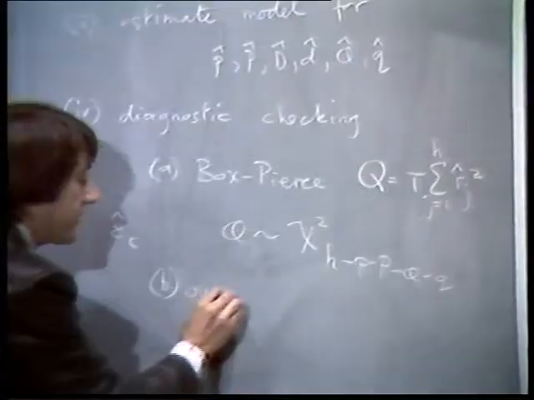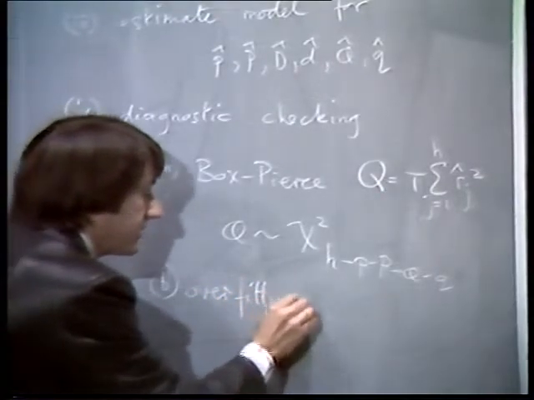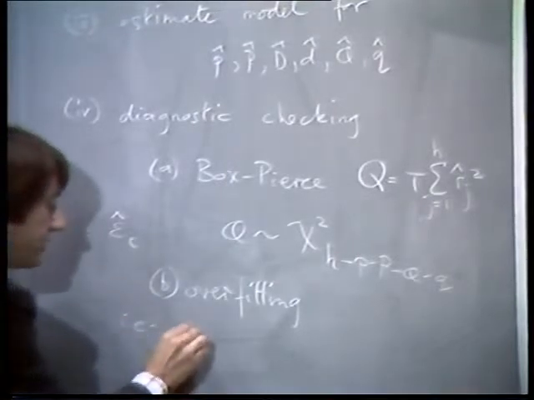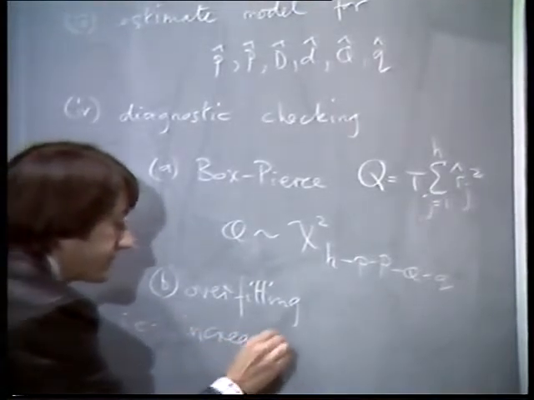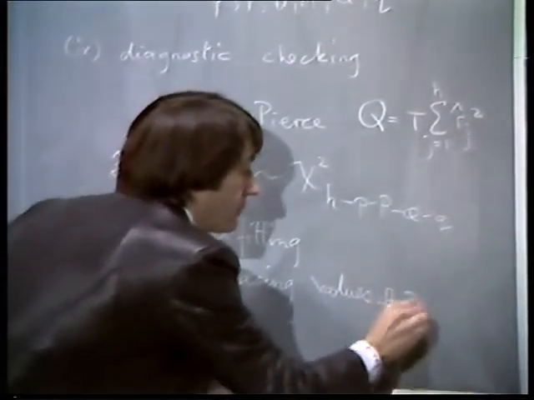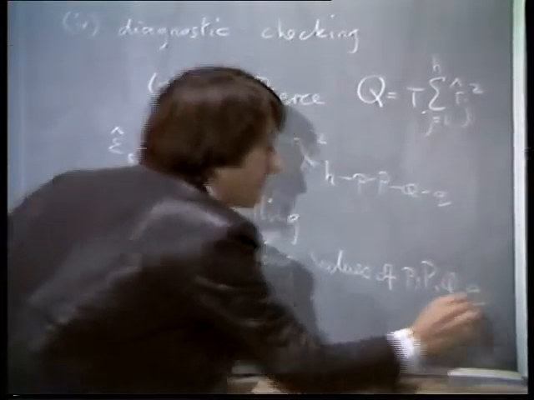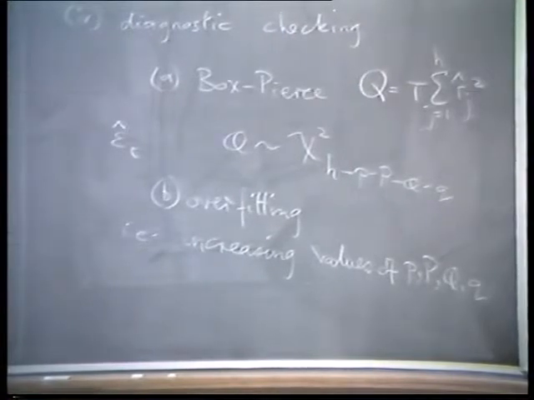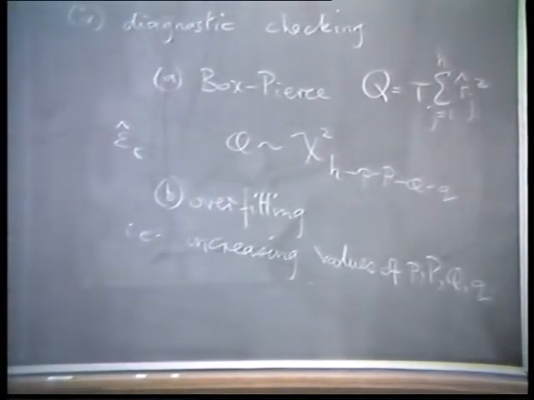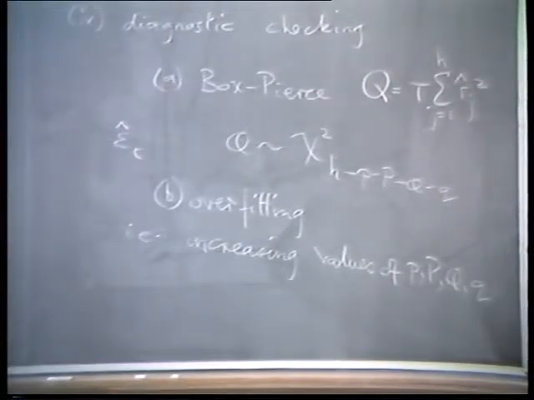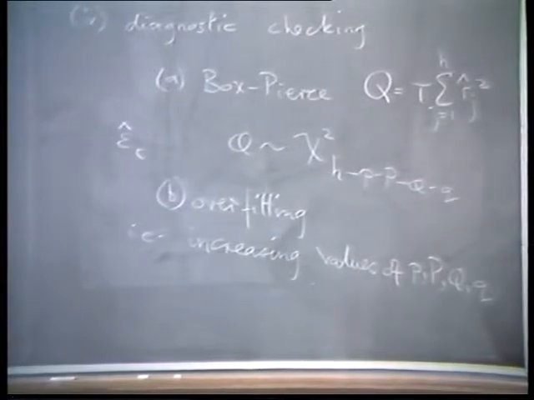The other form of diagnostic checking could be what's called overfitting of the model, and that is increasing the values of p, P, q, and Q, estimating the model for those larger values of those parameters, and then performing a test of significance on the additional included coefficients in the model.